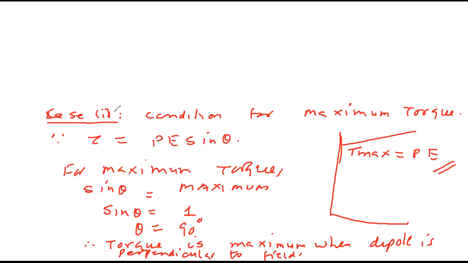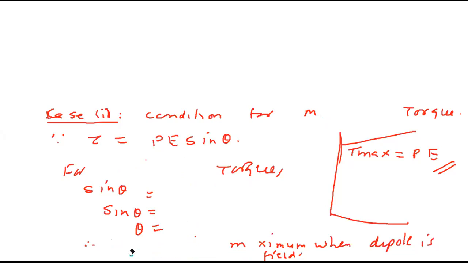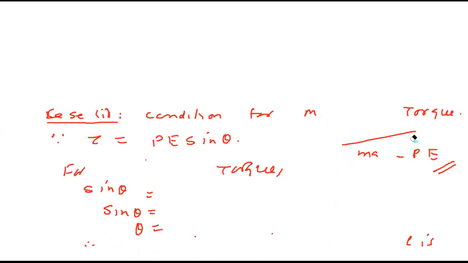Completed writing the condition for maximum torque. Right, case 2: condition for minimum torque. Minimum means zero torque.